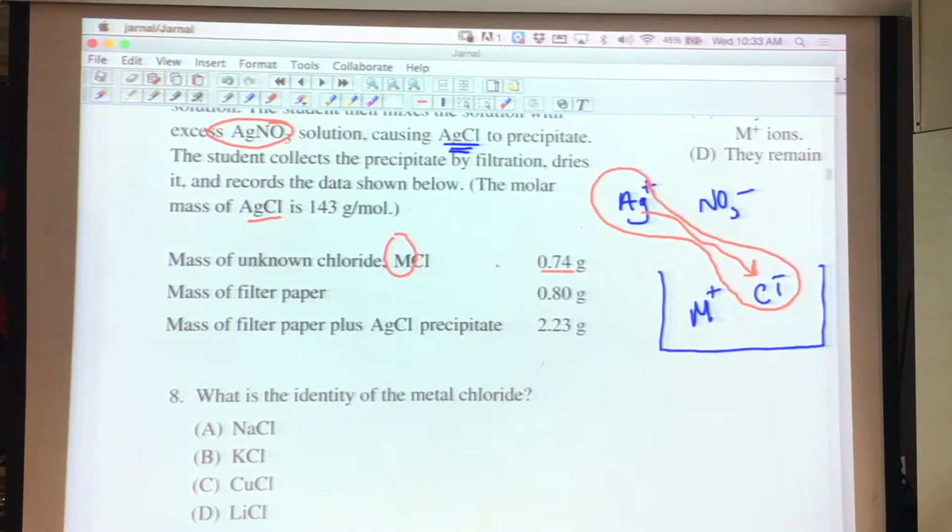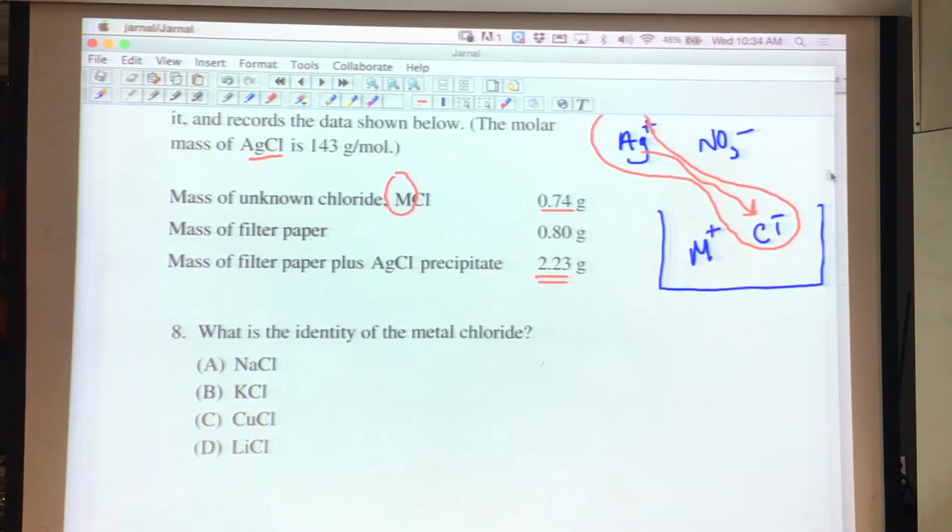And then we did what? We dried it. We massed the filter paper first. We massed out the dry filter paper. We poured it over a filter. Then we dried it, and this is the grams of the silver chloride precipitate. So we added excess silver nitrate. Sounds a lot like what we just did, doesn't it? This is in the same test. Look at the parallels in the same test.